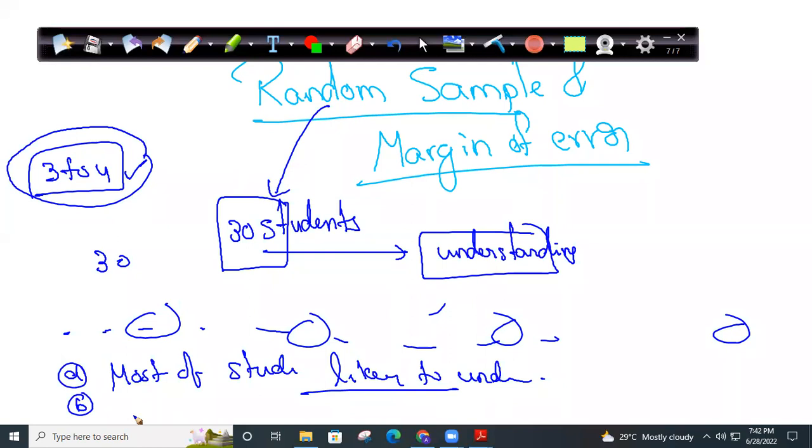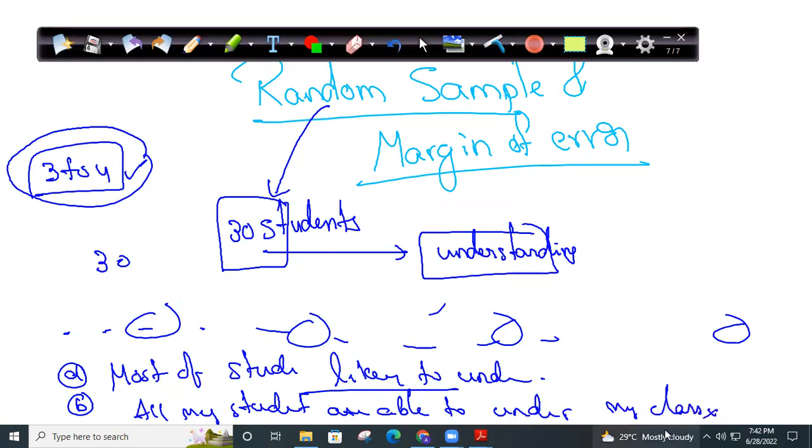If I say all my students will understand my class, all my students are able to understand my class, this is a nonsense statement. Why? This is a damn sure statement. How can you say all are able to understand? There might be a student attending the class right now, chatting with their friend. There might be students watching a movie and listening to the class. Even though some are present, nothing is going into their brain.